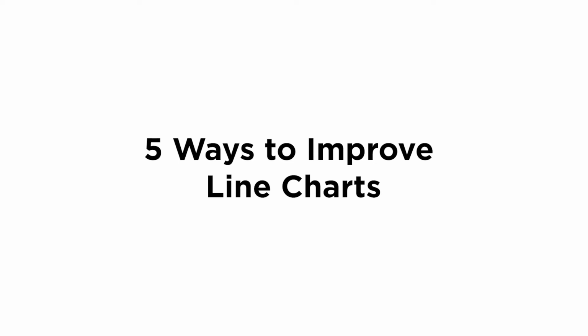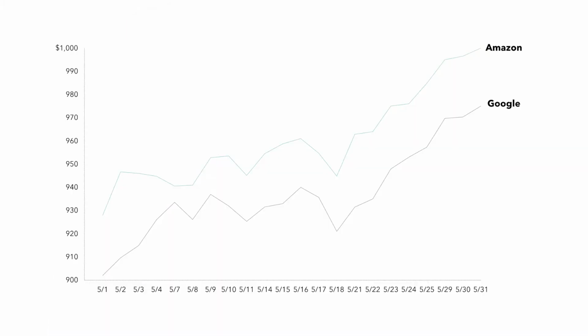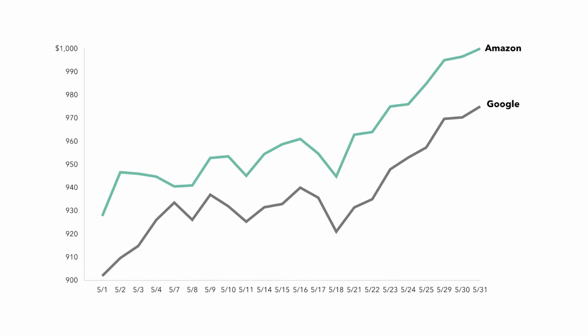I'm going to show you 5 ways to improve your basic line charts for time series data. Way 1. Line thickness. Thin lines are difficult to see when projected or printed. Set the weight of the line to at least 4 points.